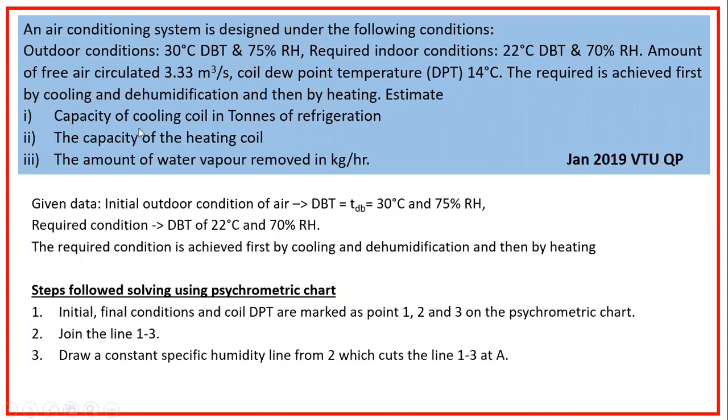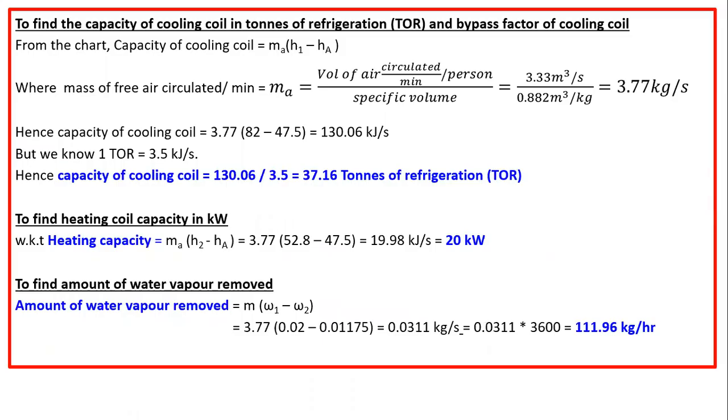Estimate the capacity of the cooling coil in tons of refrigeration, then the capacity of the heating coil, and the amount of water vapor removed. So we need to note down these 3 and estimate these three values. For that, first we'll see the steps used. We need to note down the initial point, final point and the coil dew point temperature, that is 1, 2 and 3, on the psychrometric chart. So we'll go to the psychrometric chart.